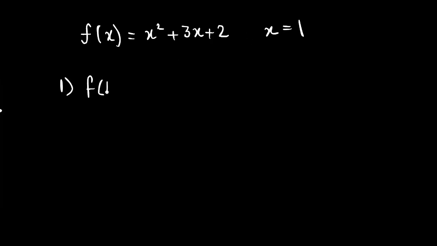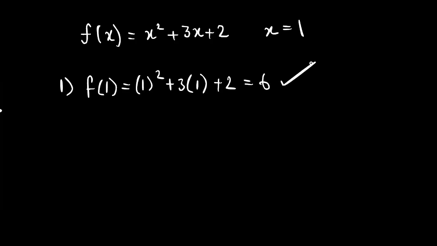So if f of 1 exists, we can see 1 squared plus 3 times 1 plus 2. This is going to give us 6, and 6 is obviously within the domain of this function. It is clearly a defined value. Okay, so the first criteria is met.